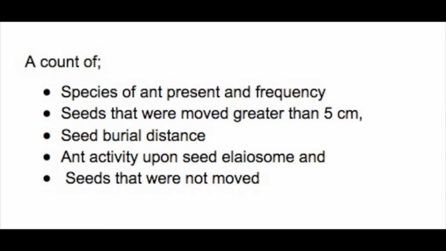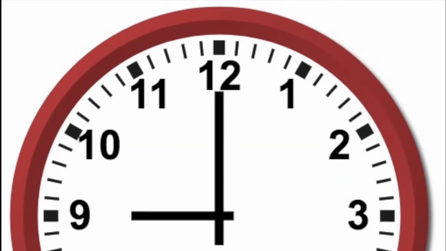A count of species of ant present and frequency, seeds that were moved greater than 5 centimeters, seed burial distance, activity upon seed elaiosomes, and the seeds that were not moved, with additional counts recorded at 9 p.m., 1 a.m., and 6 a.m. to help understand the nocturnal interactions of ants.